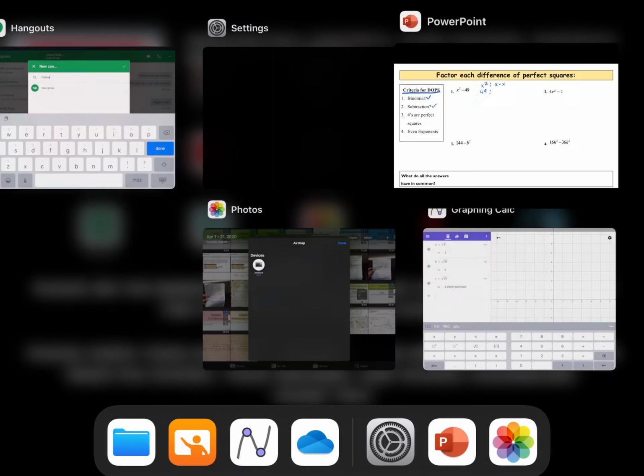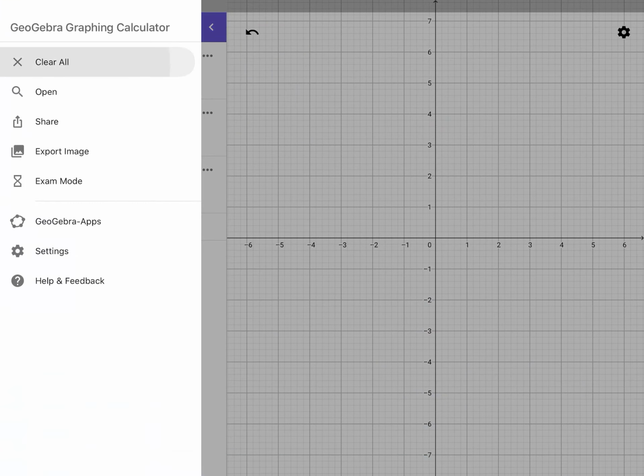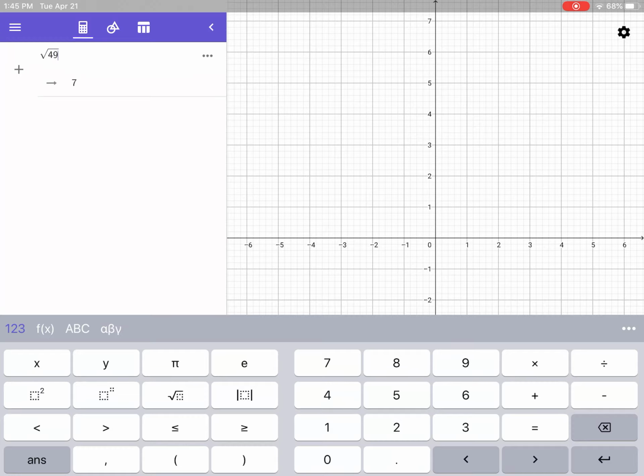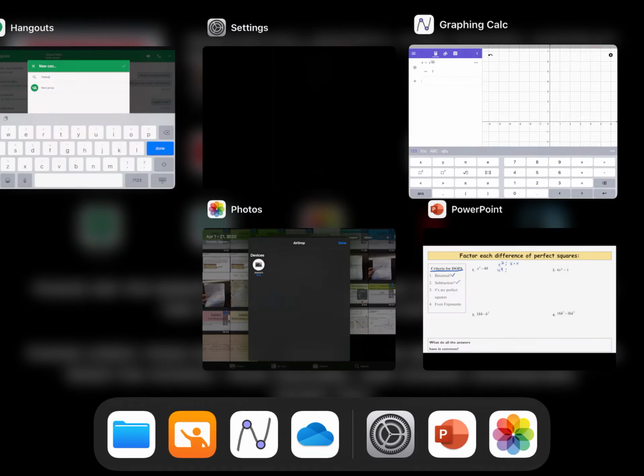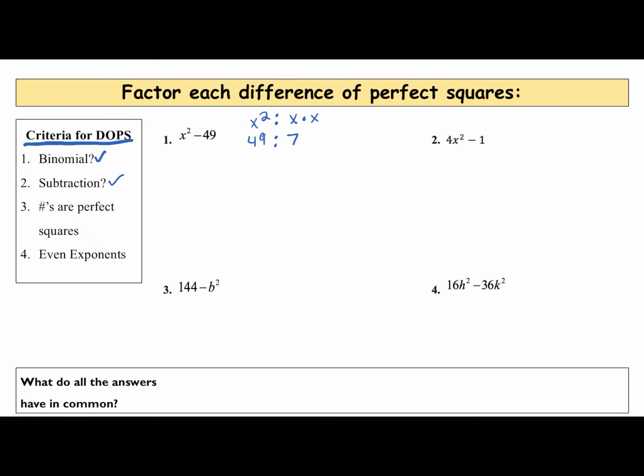49. Well, I'm not really sure if 49 is a perfect square, so let's go to GeoGebra. Square root of 49. Oh, 7. It is a perfect square. So I have 7 times 7. Okay, so now that's good. And I have even exponents. Yep, the exponent I have is 2. That's an even number. Perfect. So now I did all the hard work.